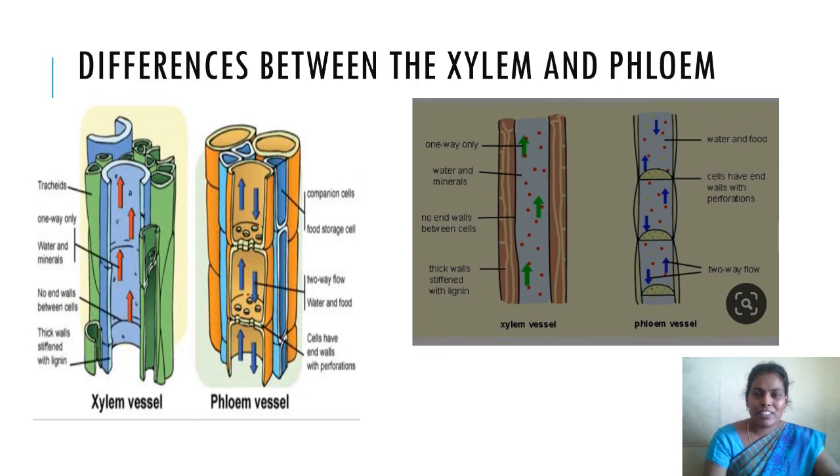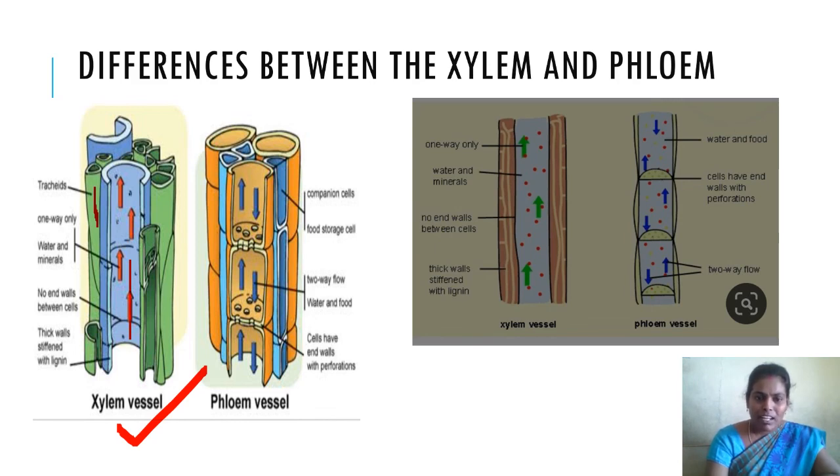Let us see the differences between the xylem and phloem. Through these pictures you can clearly understand. This is xylem tissue, which contains soft and smooth cells with long tracheids, with only one-way direction. See the arrow marks here, only from down to up. Unidirectional movement of water takes place. No end walls are present between the cells here, all cells are connected to each other. And the walls of these cells are made up of lignin, which gives thickness to the cells in the xylem vessel.